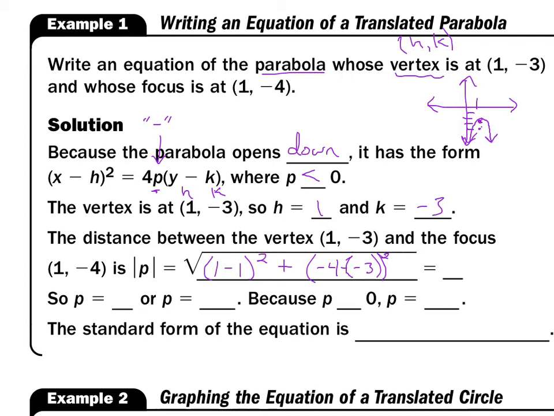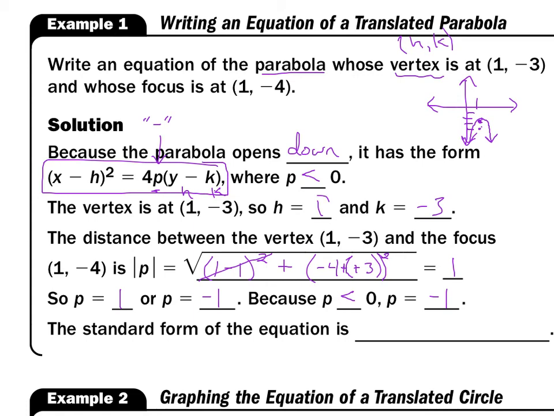Okay, so 1 minus 1 is 0, 0 squared is 0, so that just goes away. Negative 4 minus negative 3, well that's the same as saying negative 4 plus 3, which is negative 1. Negative 1 squared is just 1, and the square root of 1 is 1. So p is equal to 1 or negative 1. But because we know that p is less than 0, p must be equal to negative 1. So now all we have to do is plug all of this information into our original standard equation.